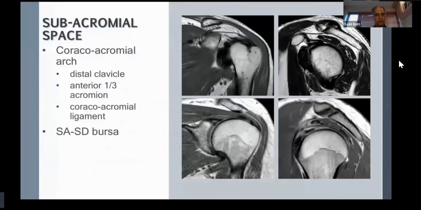So the subacromial space essentially means the space which is present beneath the acromion and the coracoacromial arch. The coracoacromial arch is a fibro-osseous structure. So there are bits of bone which make this arch, and there are some strong ligaments and fibrous structures which complete the whole arch. If you look here, this is a coronal image of the left shoulder.